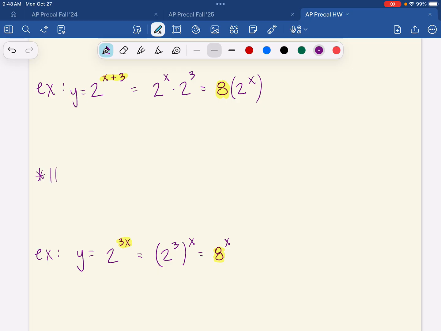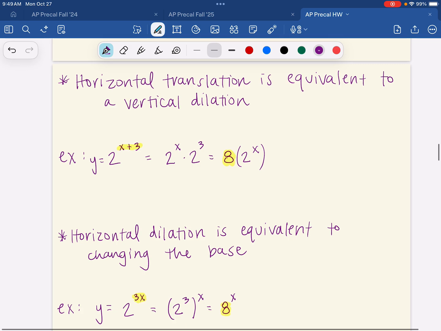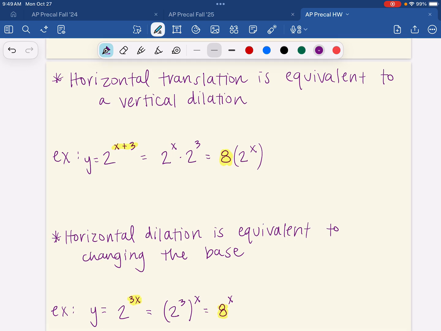So I'm going to go ahead and say a horizontal dilation is equivalent to changing the base. Okay, these are the two concepts right here, the transformations being equivalent, and then the shape of the graphs that I just showed on the page before. Those are the two that came up the most in the past.